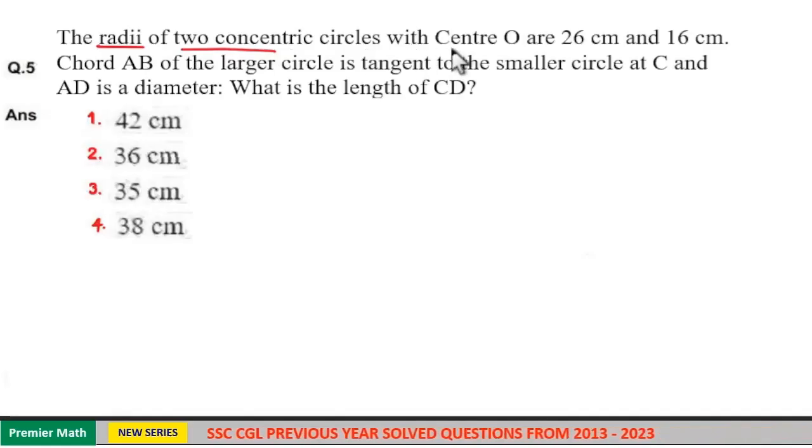The radius of two concentric circles with center O are 26 cm and 16 cm.